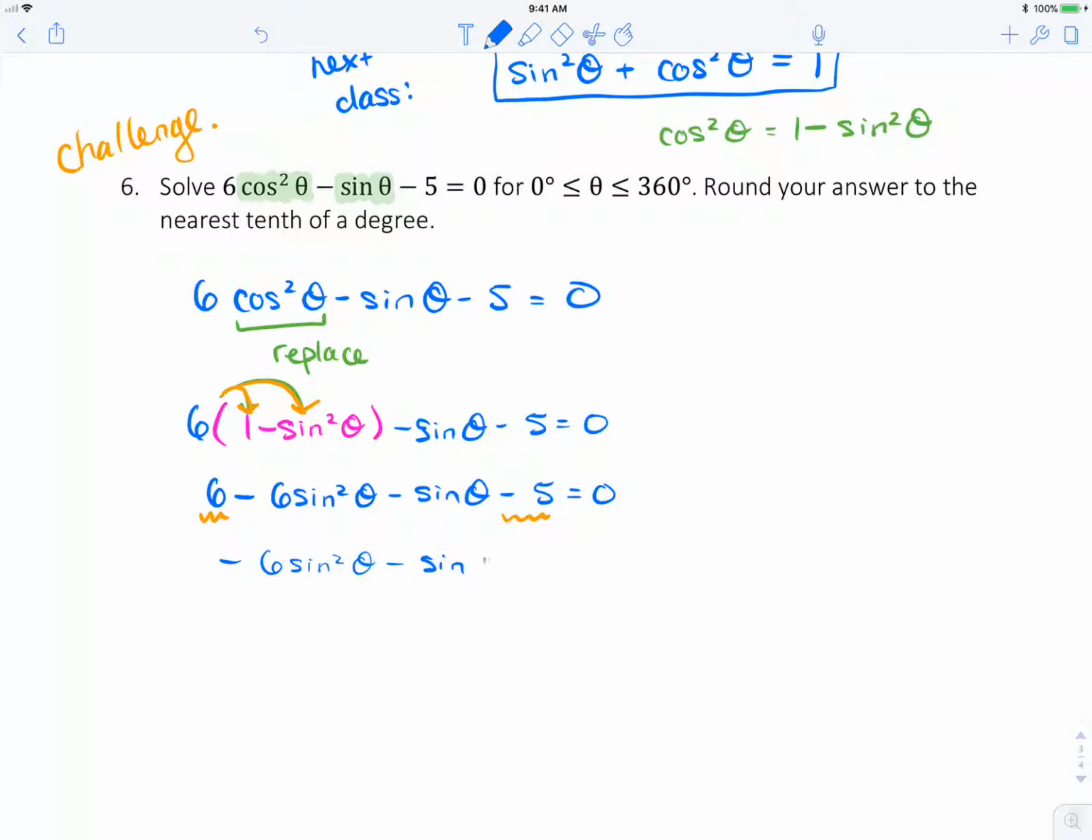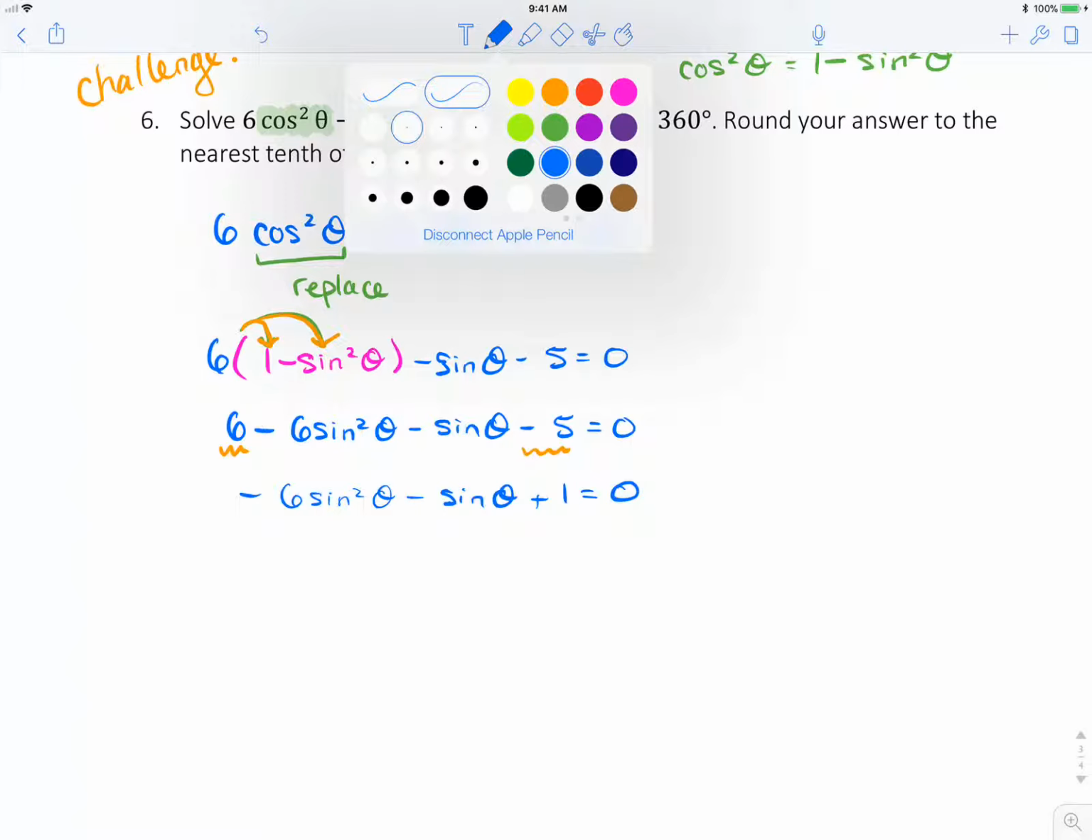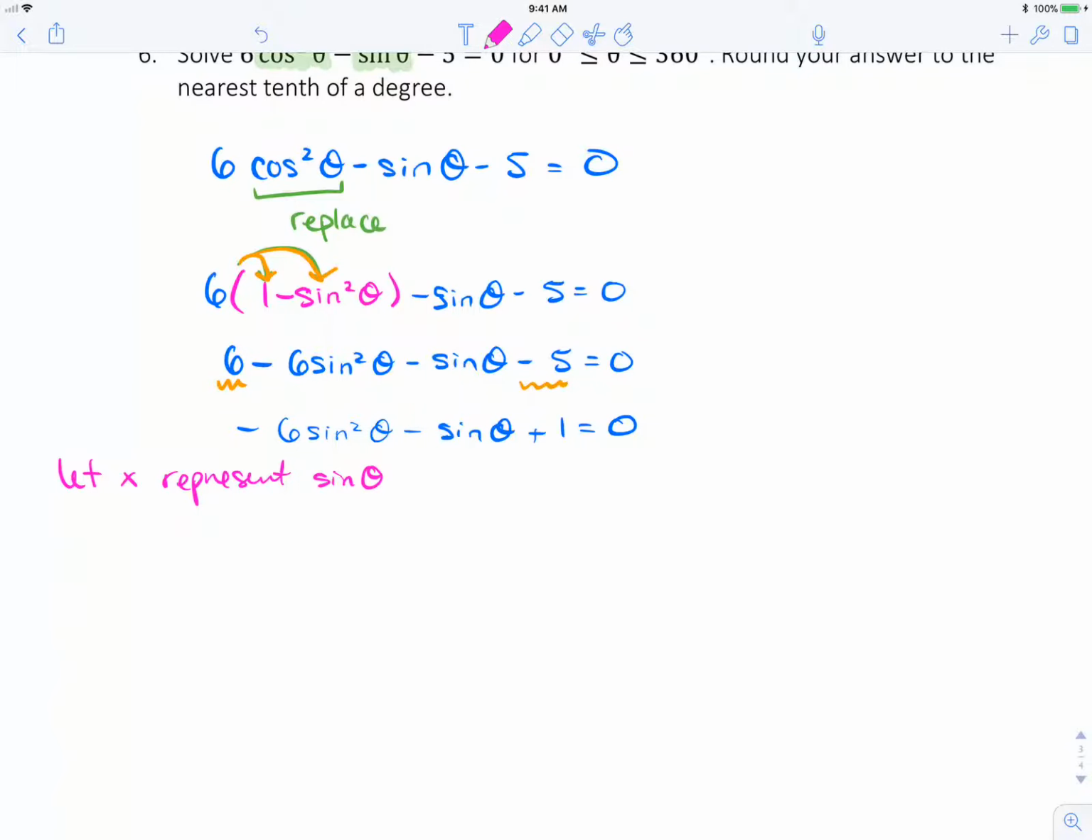You do not have to show all of these steps, but you can, feel free. I generally do, because it can get complex. This looks a lot nicer. So this is where I write my let statement. Let's switch to pink. Let x represent sine of theta. Now you do not have to do that. You can just go right into factoring that. It's up to you. It's just generally you're a little more comfortable with this expression rather than the expression above.